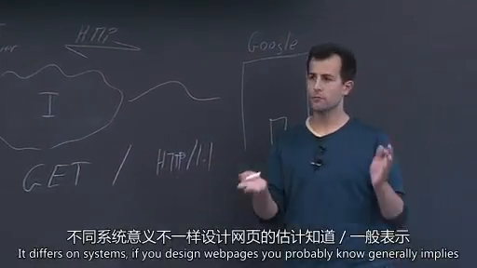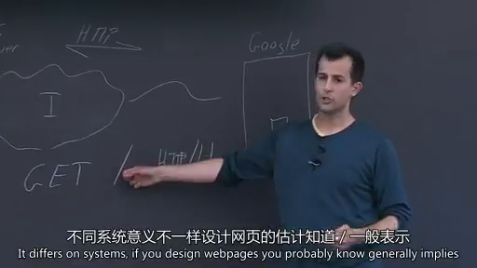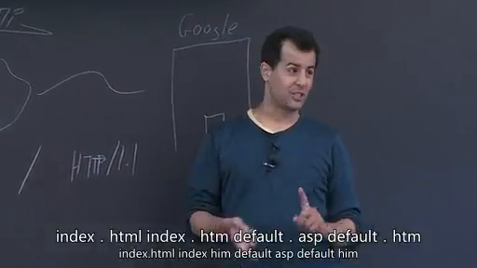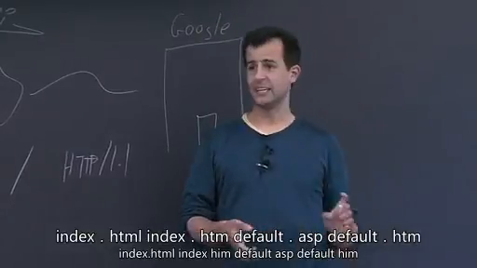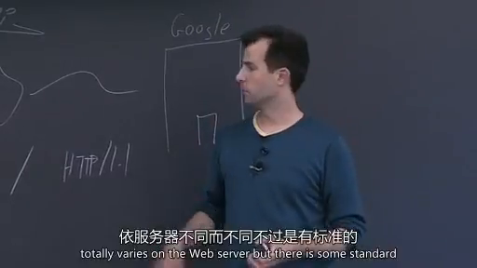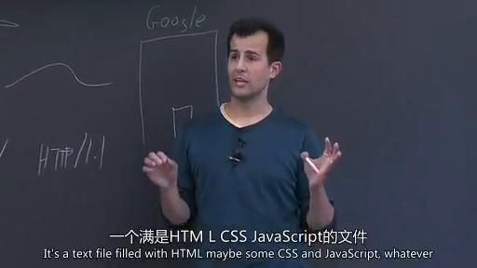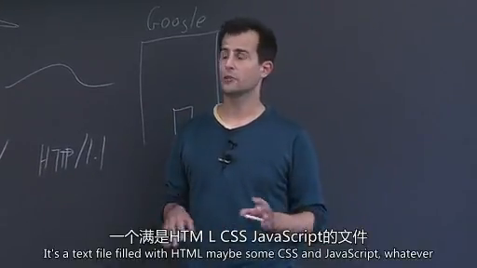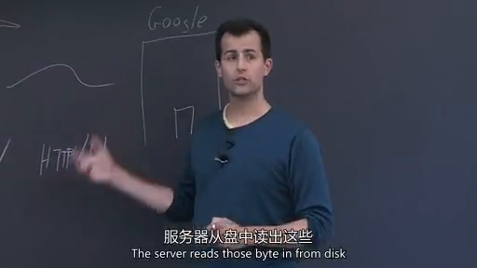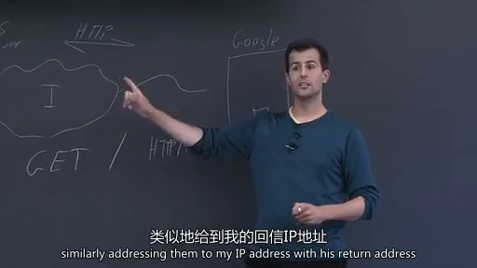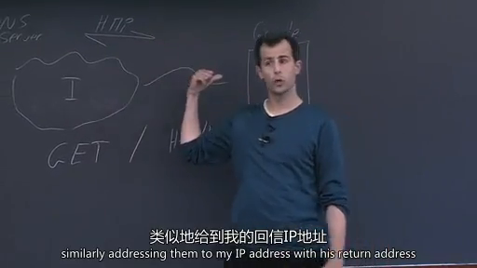It differs on systems. If you've designed web pages, you probably know slash generally implies index.html, index.htm, default.asp, default.htm. Totally varies on the web server, but there is some standard. Let's assume for now it's just a file. It's a text file filled with HTML, maybe some CSS, some JavaScript, whatever. The server reads those bytes in from disk, writes them out to the network, similarly addressing them to my IP address with its return address.